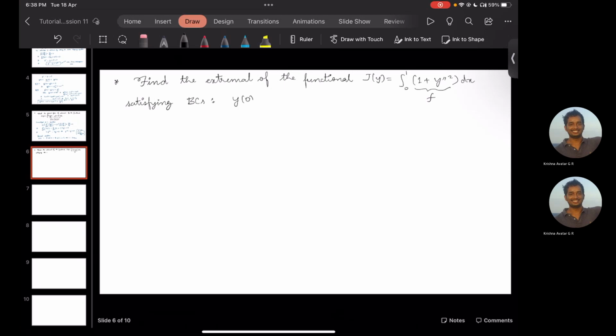The boundary conditions are y(0) = 0, y'(0) = 0, y(1) = 1, y'(1) = 1. So again, it's a case of a generalized Euler-Lagrange equation, right? The solution is, let's first find the Euler-Lagrange equation.